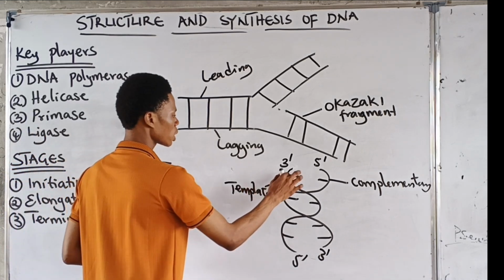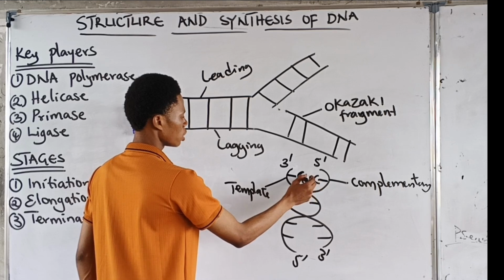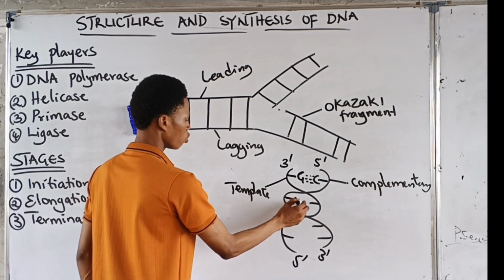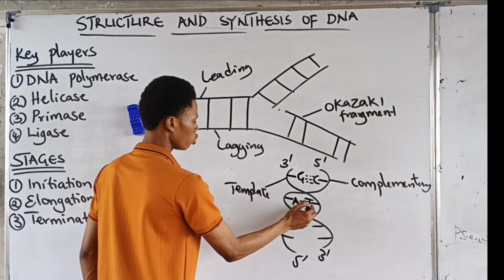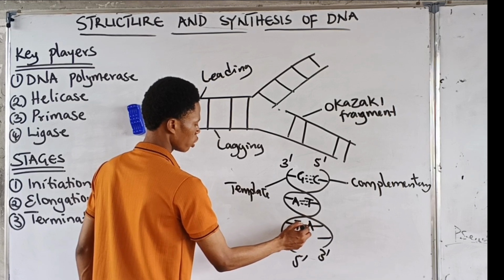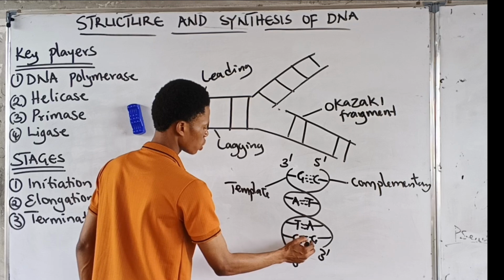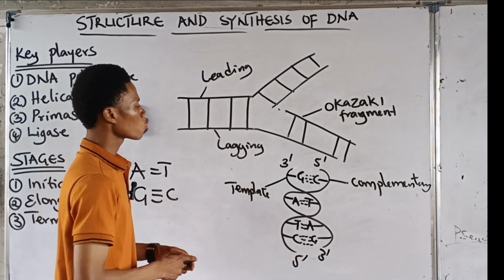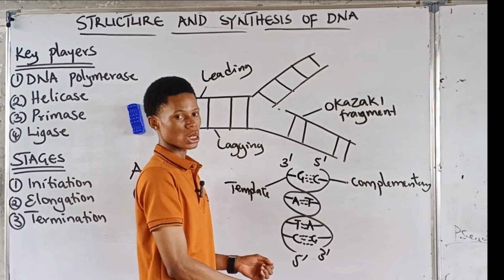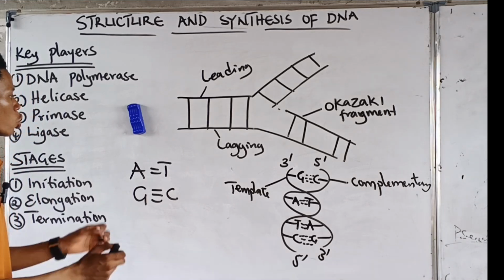What that means is, on this template strand, if we have G here, what will be here? C, and 3 hydrogen bonds will be in between. If what we have here is A, what will be here is T, and 2 hydrogen bonds will be formed. What is here is T, what will be here? A, right? 2 hydrogen bonds. If what is here is C, what will be here? G. How many hydrogen bonds? 3. So you can see that what is holding the two strands of DNA together is hydrogen bonds between the bases.